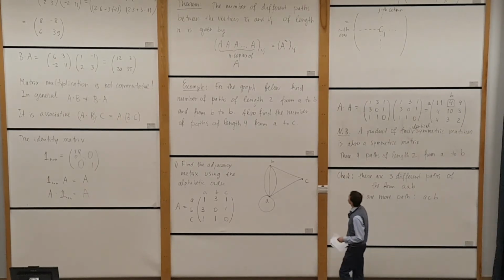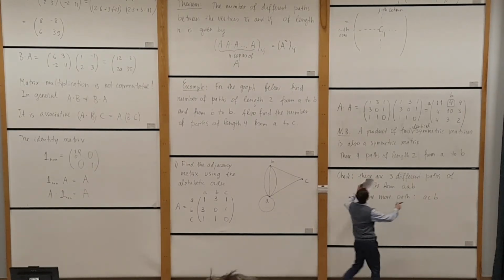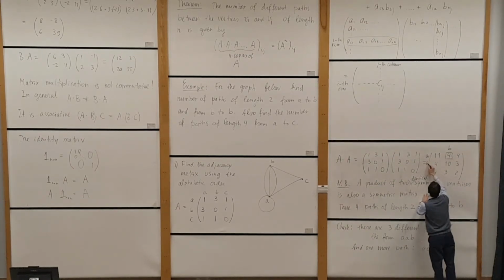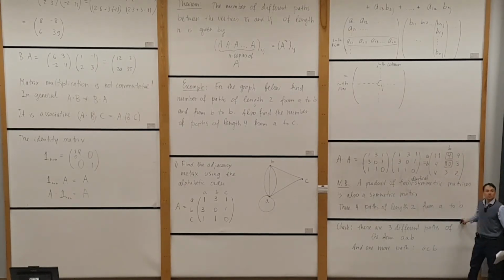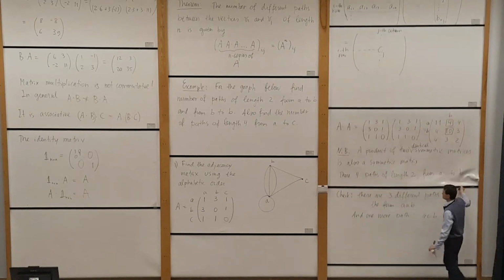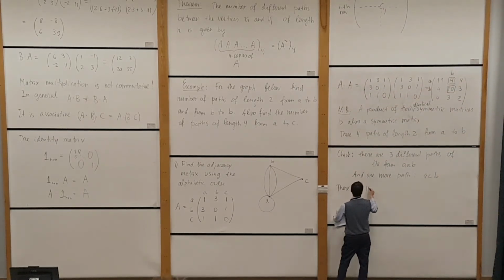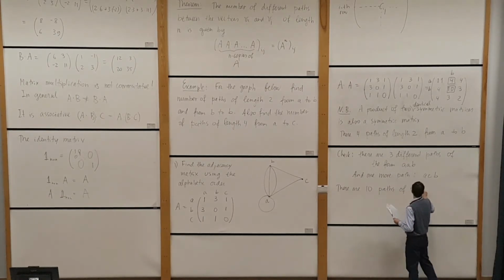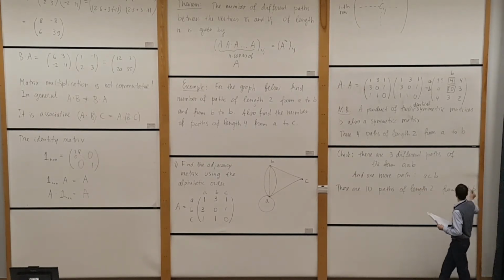And also we're asked the number of paths of length 2 from B to B. So from B to B, I should pick the diagonal entry, which is in the second row and in the second column. And I see that the entry which sits there is 10. So there are 10 paths of length 2 from B to B.